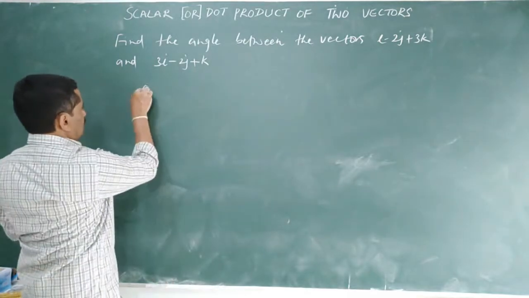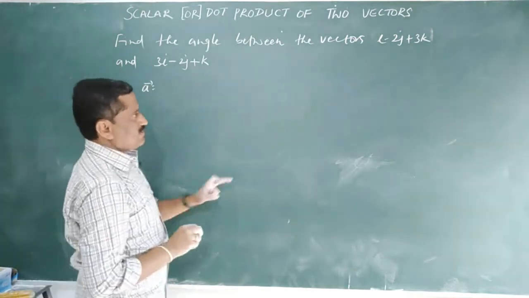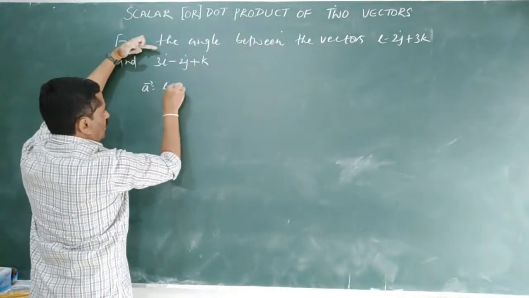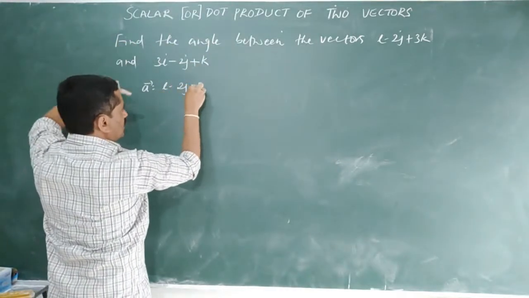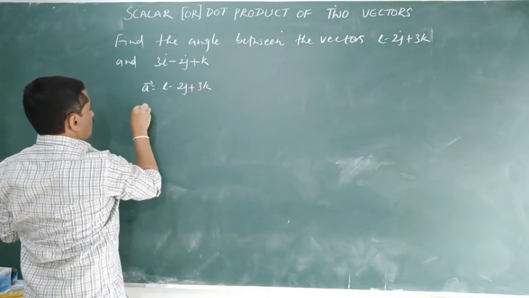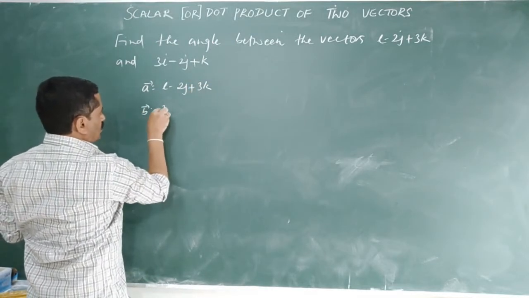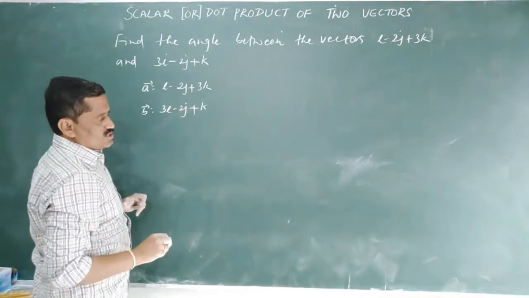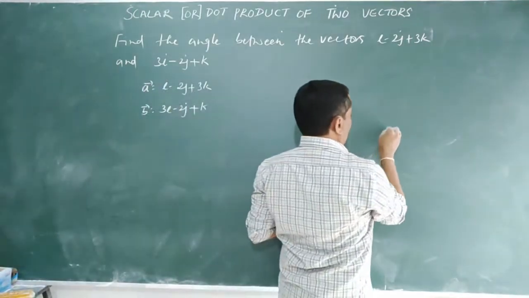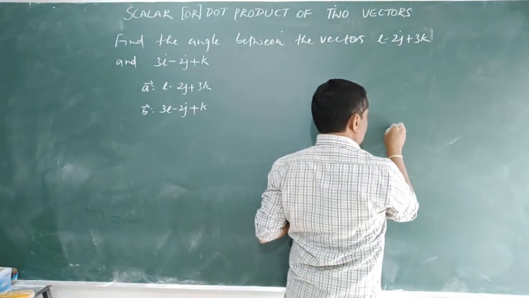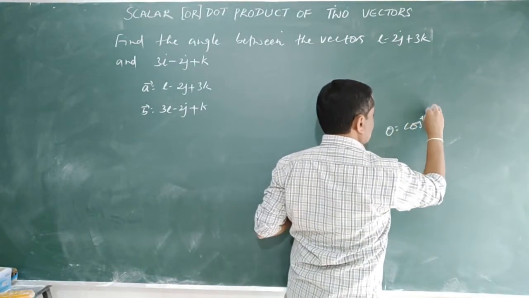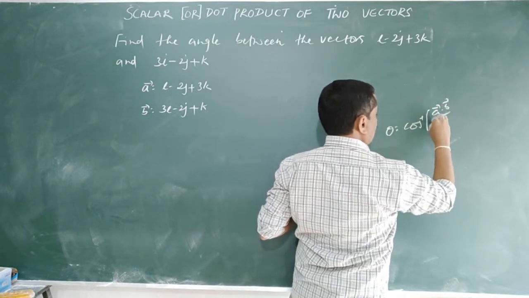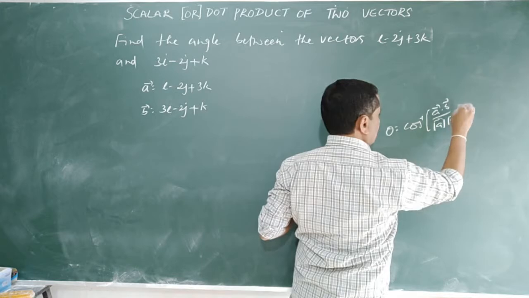So given that is a bar, write the first vector as a bar and the second vector as b bar. Therefore a bar is equal to i minus 2j plus 3k and b bar is equal to 3i minus 2j plus k. So we have a formula to find the angle: theta is equal to cos inverse of a bar dot b bar divided by magnitude of a bar into magnitude of b bar.